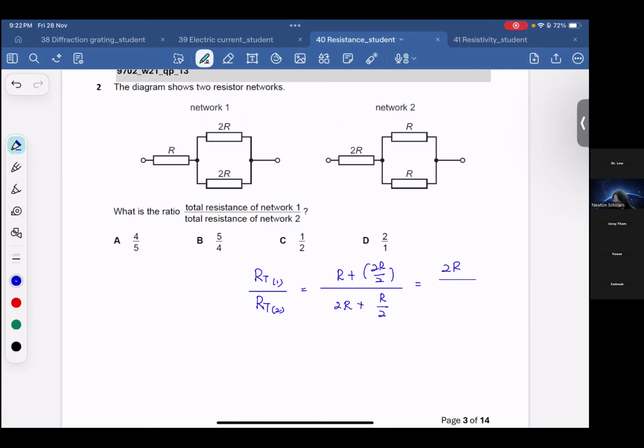So this one is 2.5 R. 2.5 is 5 over 2. So your answer will be 4 over 5 R. R and R cancel. 4 over 5. Answer is A. Let me check. Fawal correct. Prasan correct. Okay, is that clear? Can we go to page number 4? Kai Qian correct.